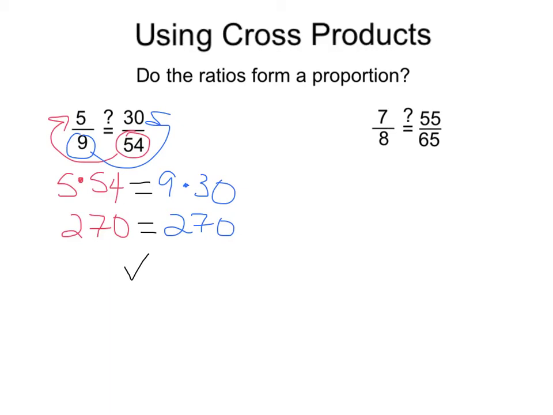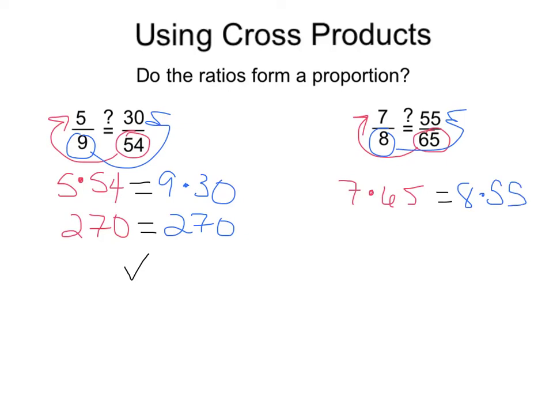Let's look at another one. We have 7/8, or 7 to 8, and 55 to 65. So again, we're going to multiply the second denominator by the first numerator. So that gives us 7 times 65 equals 8 times 55.